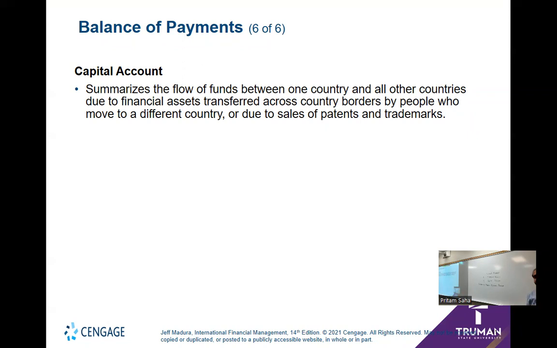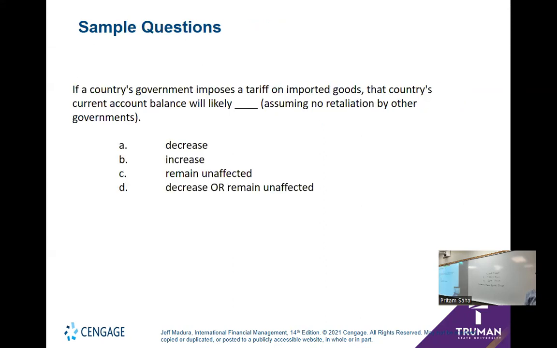Any questions so far? Now, what do you think about this sample question?